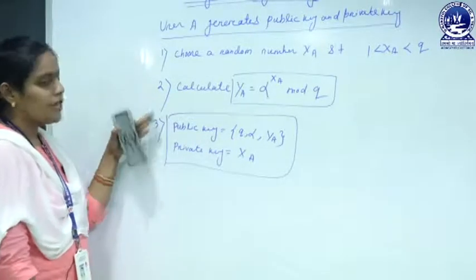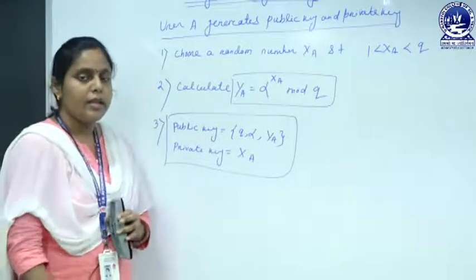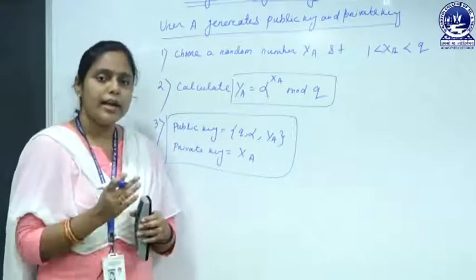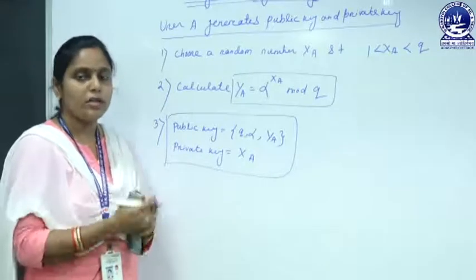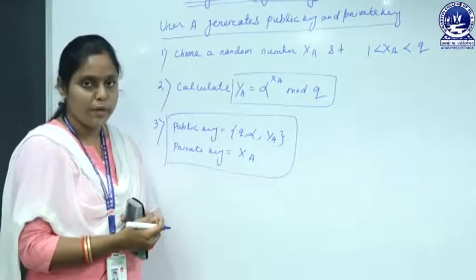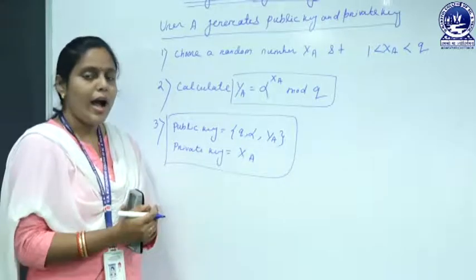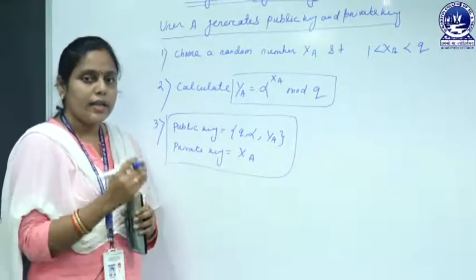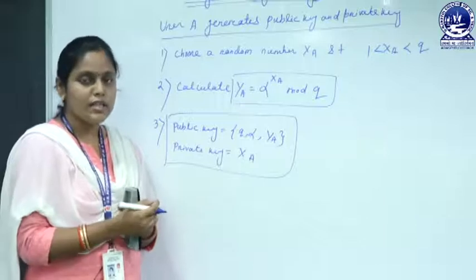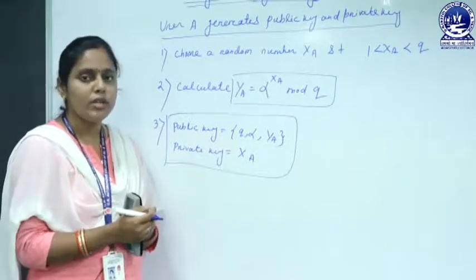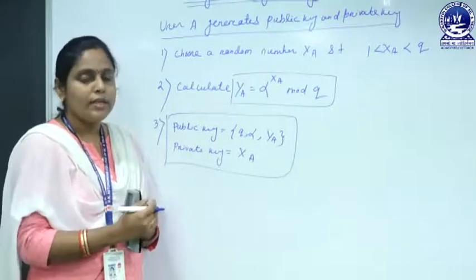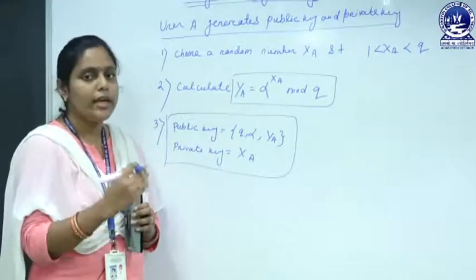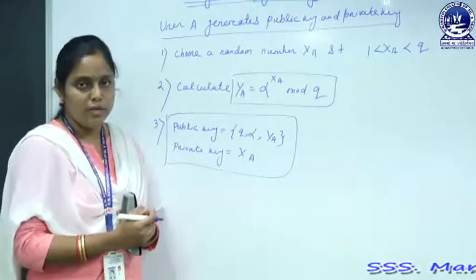After generating the public key and private key, the user A selects a message to transmit over the network, that means to transmit to the receiver B. Now look at how the user A selects a message, and by using this message, first of all the user A generates its signature. After that it appends this signature with the message, then transmits it to the receiver.